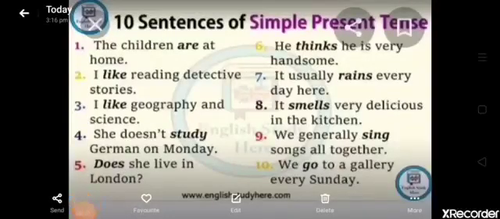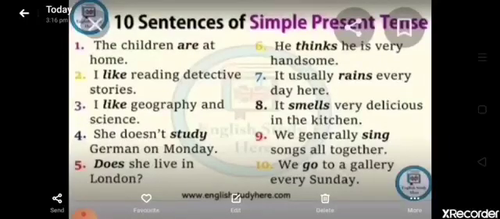Now let's see more examples of simple present tense. The children are at home. I like reading detective stories. I like geography and science. She doesn't study German on Monday. Does she live in London? He thinks he is very handsome. It usually rains every day here. It smells very delicious in the kitchen. We generally sing songs all together. We go to a gallery every Sunday.